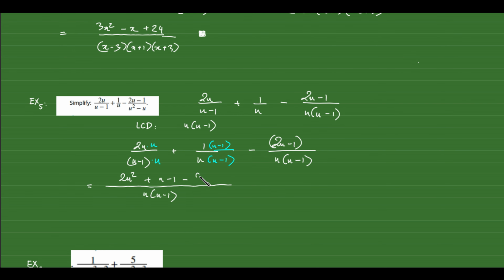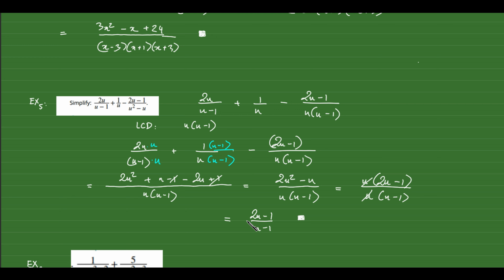Okay. Now, you see last time on the top we could not do anything, but this time on the top we can find a GCF. After you find the GCF is u, you cancel the u. So what you have left is 2u minus 1 over u minus 1. This is your final answer because you cannot do anything with this now. You cannot find a GCF anymore.